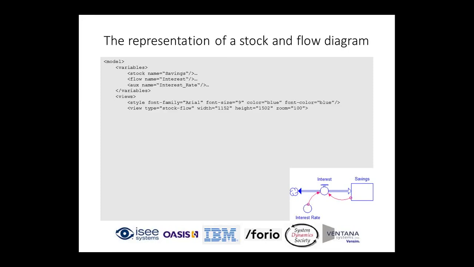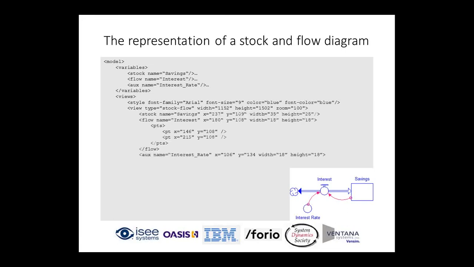We then have our views tag, which defines all of the views that are going to appear in this model. And in this model, there's just a single view, and this view is styled. It's got, by default, an Arial font of size 9, with a blue font color. The view that we're about to make here is a stock and flow view. It's got a width, a height, and a zoom.